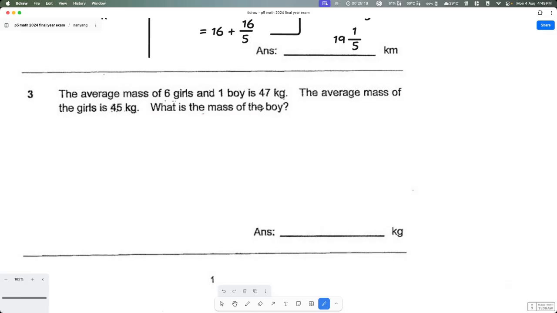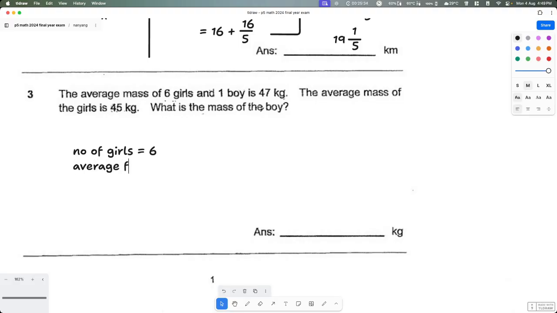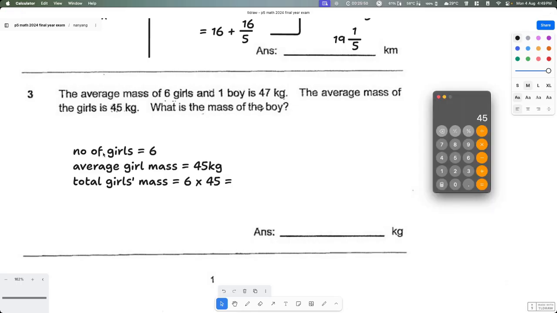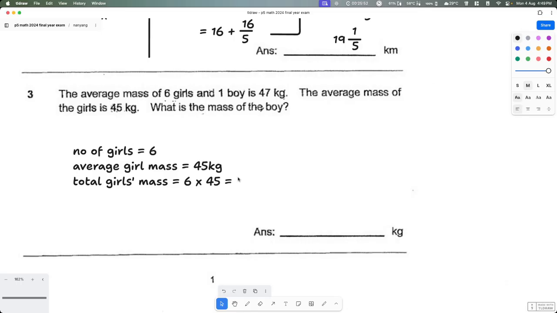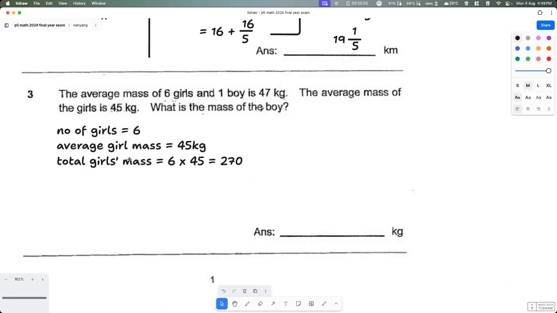Okay, so in this case, we know that the number of girls is equal to 6, and the average girl mass is equal to 45 kilograms. So total girls' mass is equal to 6 times 45, and we use the calculator. 45 multiplied by 6 gives us 270. Okay, so this is the first part.